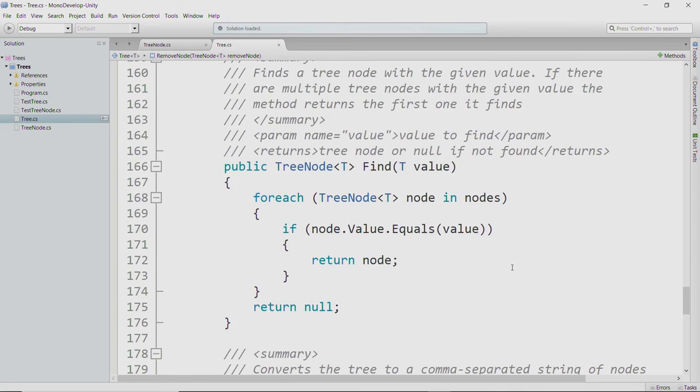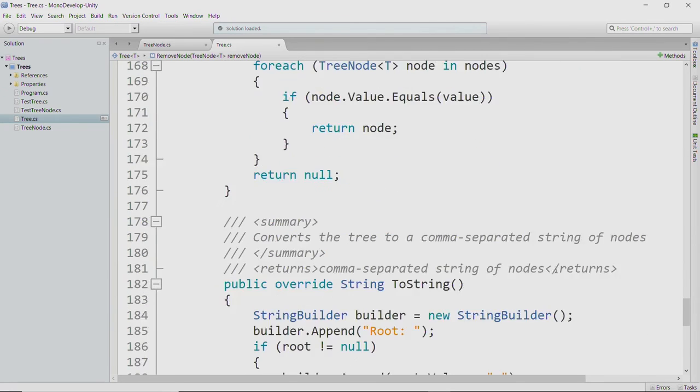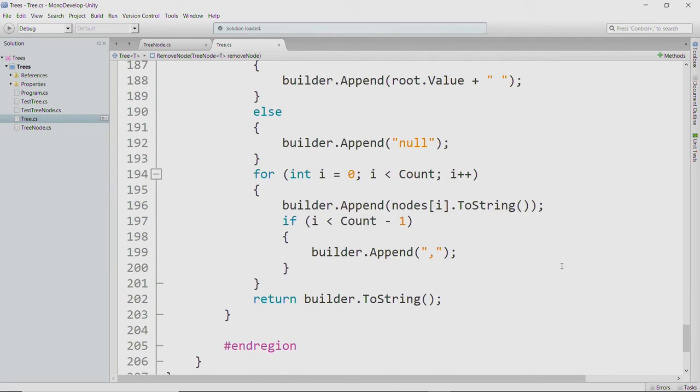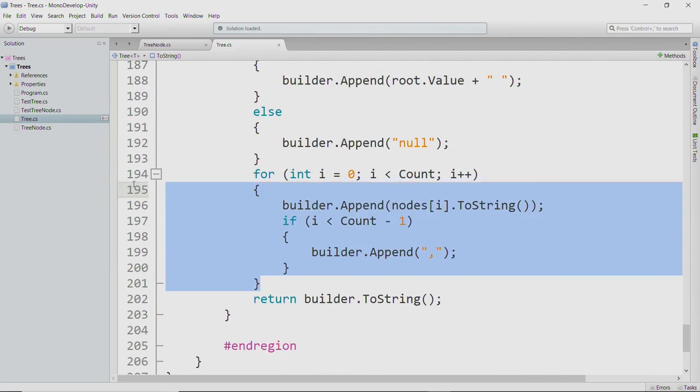Finding a particular value in the tree is just a linear search, so this is order n. And converting the tree to a string is also order n, because here's where we iterate over all the nodes in the tree, and that means that we're going to have an order n conversion to the string, where n is the number of nodes in the tree. To recap, in this lecture, we got even more practice doing algorithm analysis.